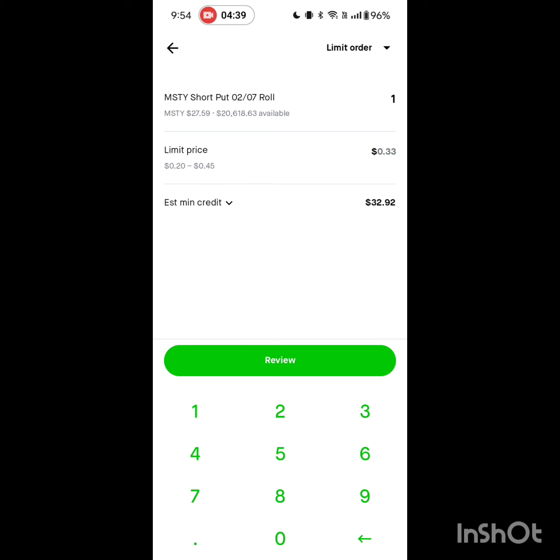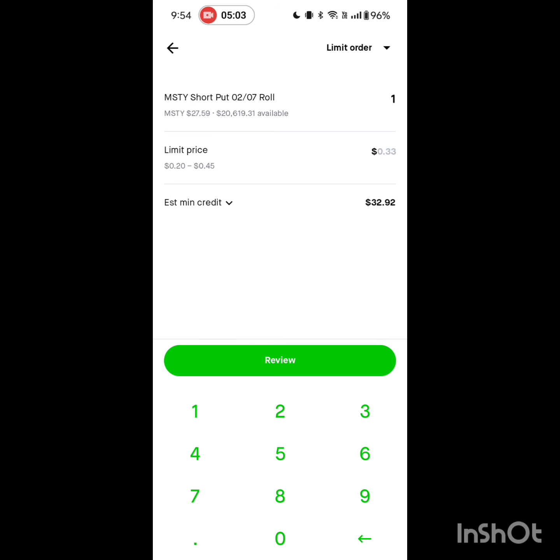Estimated minimum credit is going to be 32.92. Now remember, this can change. Why? Because of the fees that are associated with this contract. Not only are you opening a new one, but you're closing the existing contract that we have. So you get 2 fees added to this transaction.